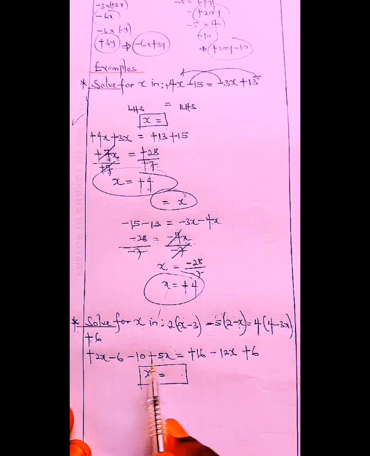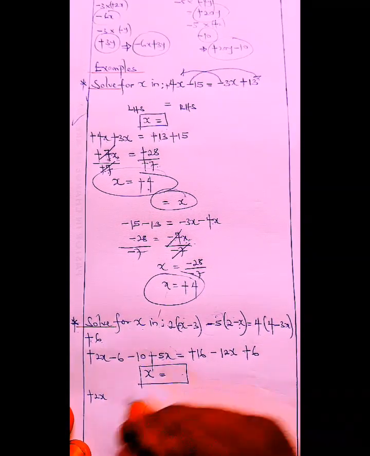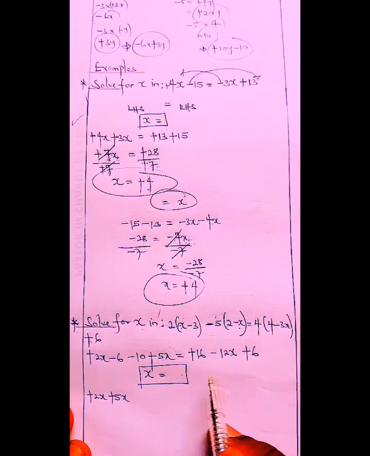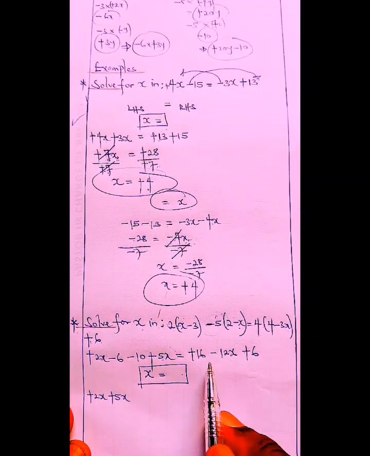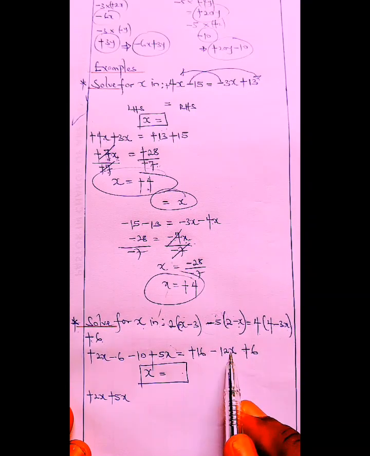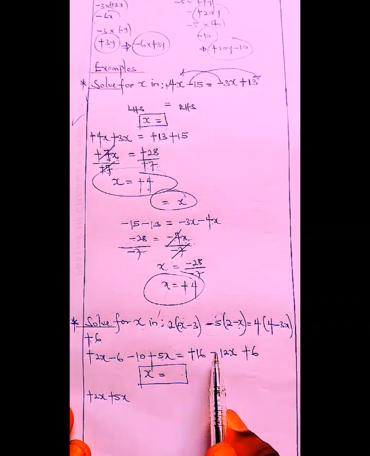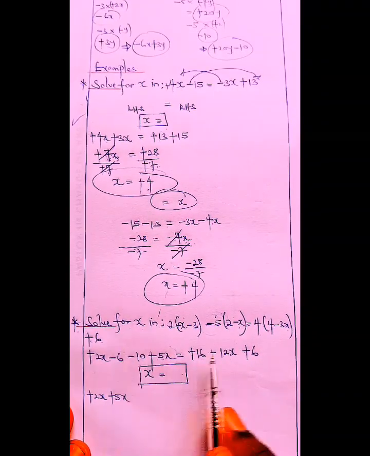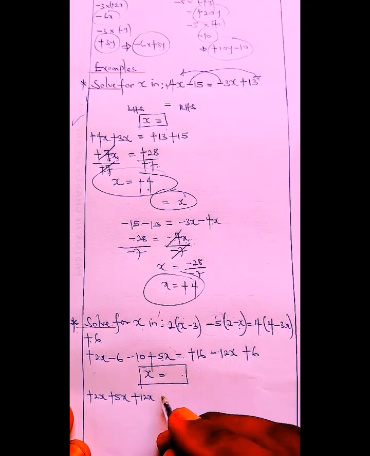So what we're going to do is collect our like terms and bring them together. This plus 2x and this plus 5x are not crossing the equality sign, so we just bring them together. Now let's see if we have anybody with x on the right hand side that has to be on the left hand side. We have minus 12x here. It's on the right hand side, it has to be on the left hand side, so we're going to send it over. Minus 12x crosses the equality sign. Don't forget, as it crosses the equality sign, it changes sign. This minus becomes plus 12x. So we're done with that.